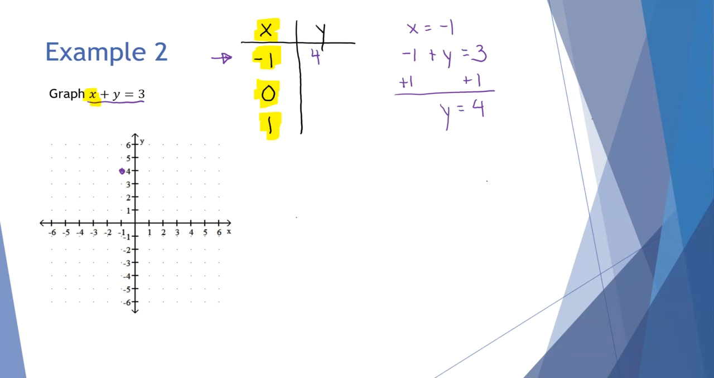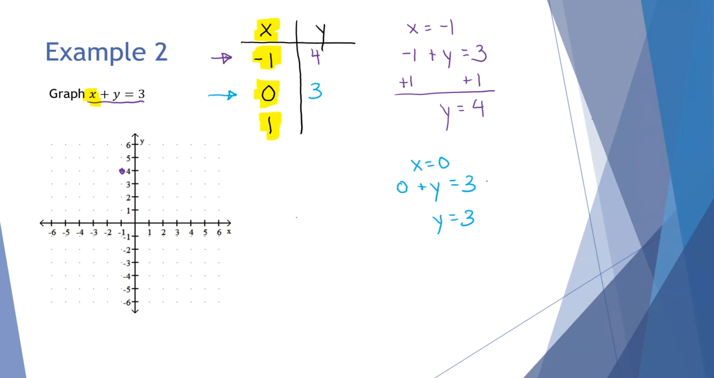Then I do this again with 0. So my second one here, I have 0 for x. So x is equal to 0. So I'm going to put that into my equation. Instead of x, I have 0. So I have 0 plus y equals 3, which just gives me y equals 3.